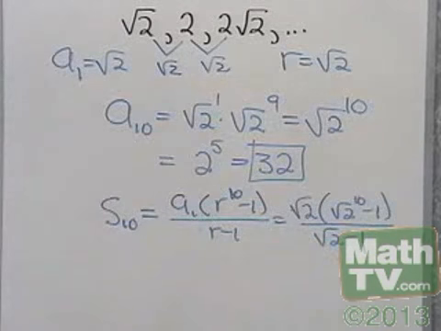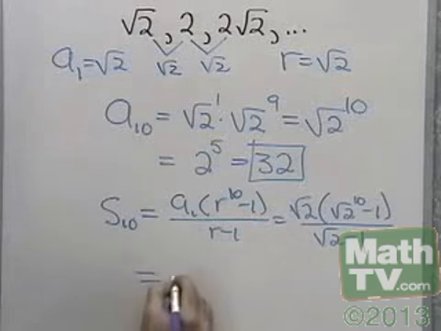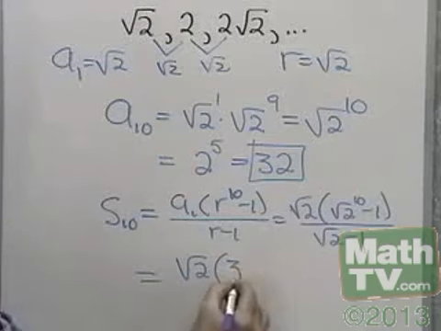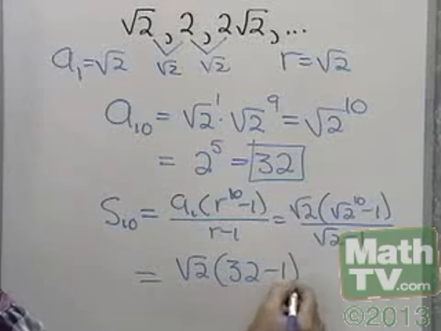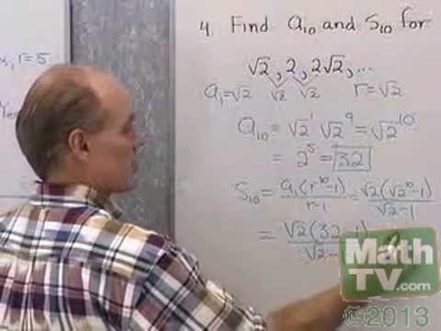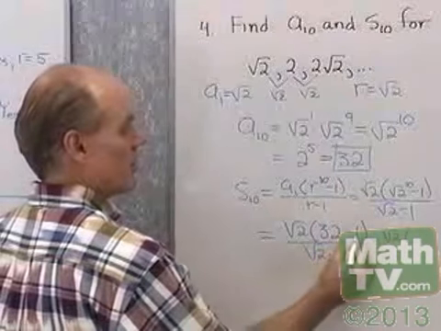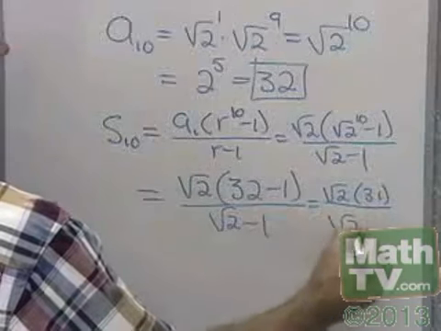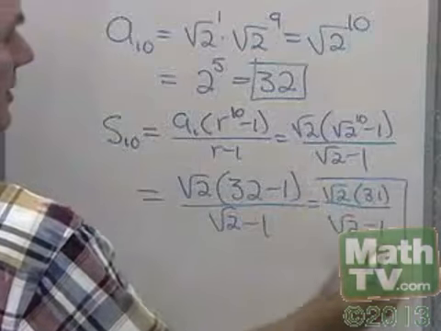And so, I know what that square root 2 to the 10th power is. That's that 32. So that's square root 2 times 32 minus 1, which is 31, all divided by square root 2 minus 1. I'm just going to leave it like that.